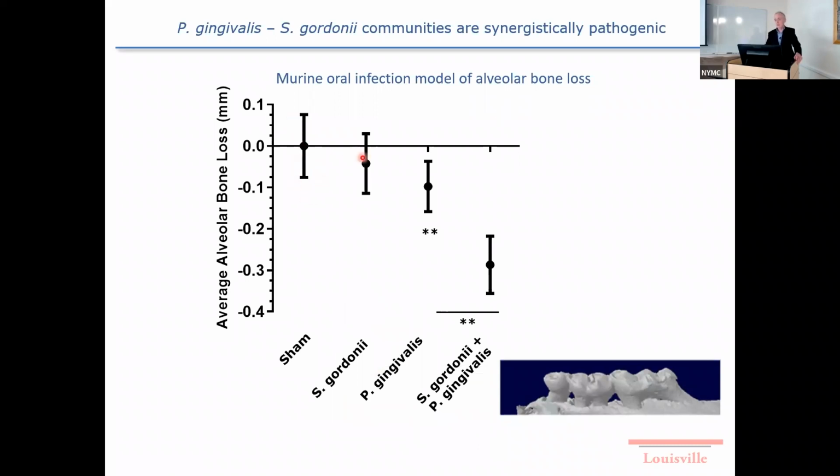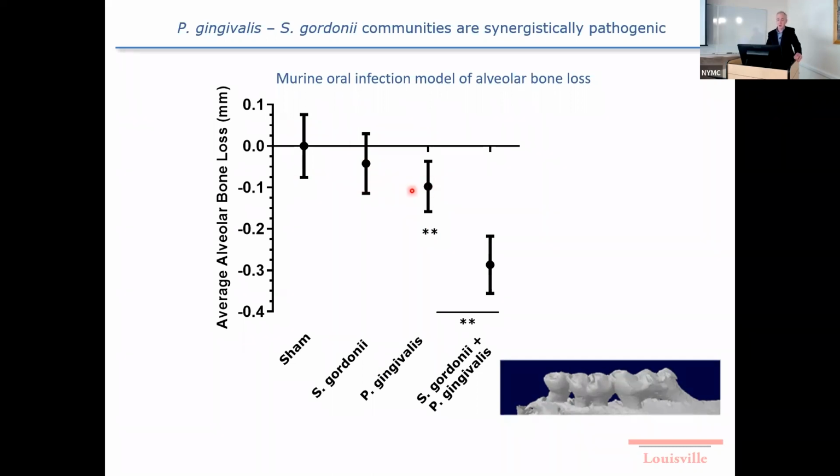Infection, not much going on. Infection with Strep gordonii on its own. Well, Strep gordonii on its own is classically considered a commensal, right? So no statistically significant bone loss. Infection with P. gingivalis on its own. P. gingivalis classically considered a pathogen, and we do see bone loss. We see statistically significant bone loss, but really, it's not a whole lot to be excited about.